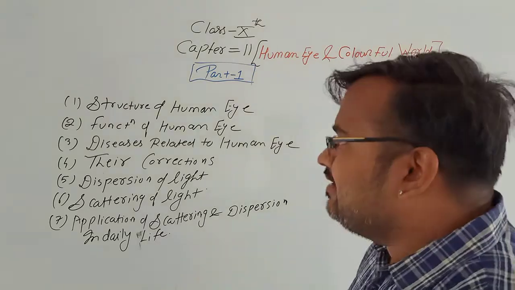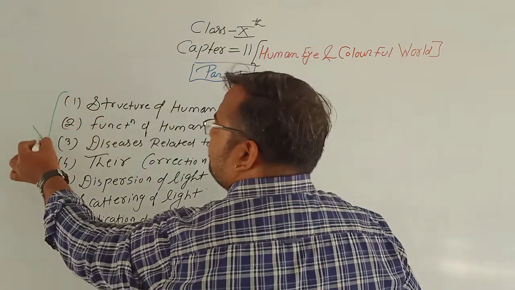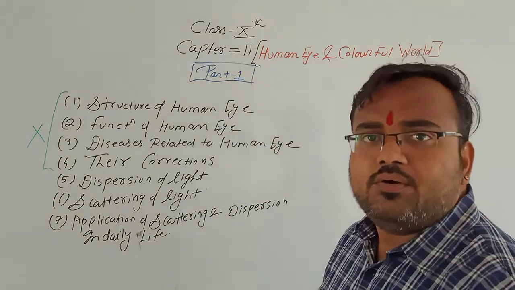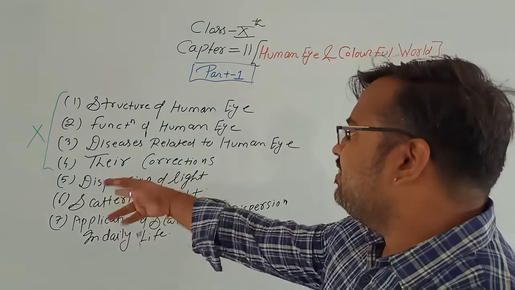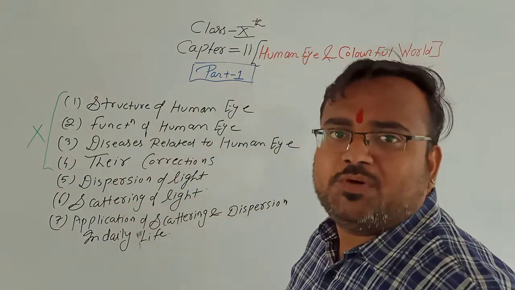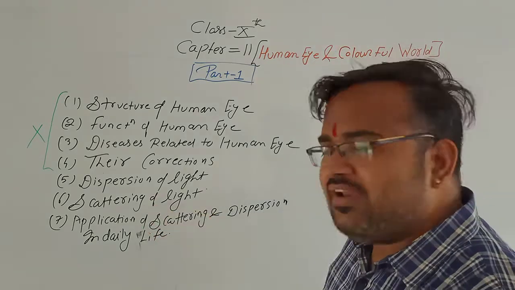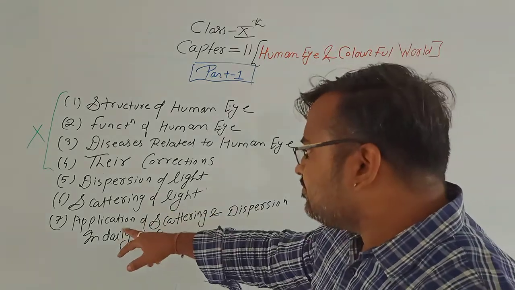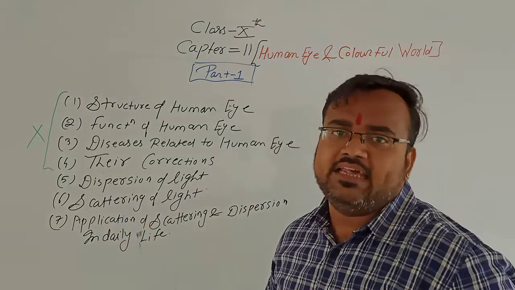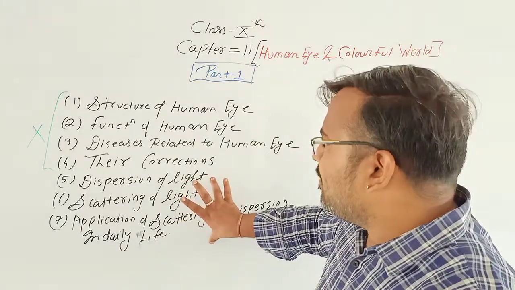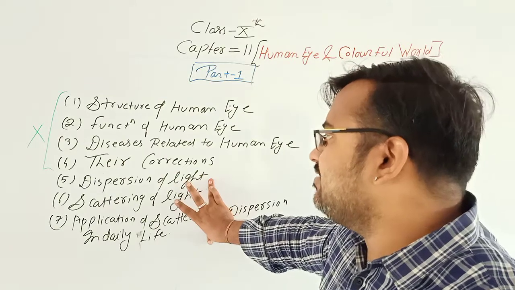Now for this year, structure, function, diseases and their corrections, this portion have been cut. Okay, this is not there for your syllabus. Now we'll continue with the dispersion of light. What is dispersion of light? What is the phenomenon behind the dispersion of light? Scattering of light. Okay, then application of scattering and dispersion of light in daily life. So these three topics are there for this year.